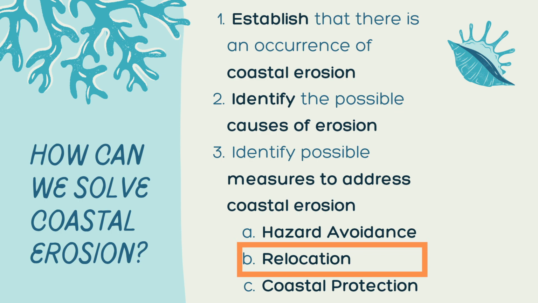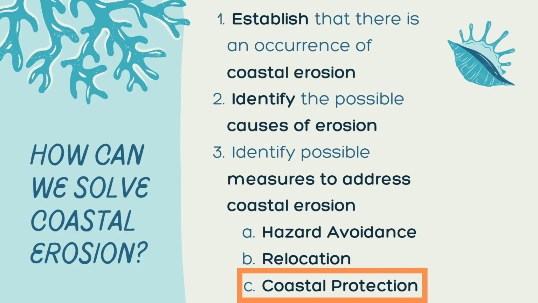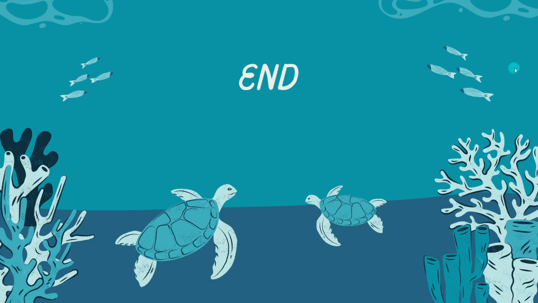Another measure we could take would be relocation, which consists of relocating communities that live in chronically eroding and erosion-prone areas. Lastly, we must protect the coasts. This can be done using soft measures such as beach nourishment and the protection and rehabilitation of coral reefs. Hard structures may also be built in order to protect the coasts, however, they must always be our last option. That concludes this portion of the report.